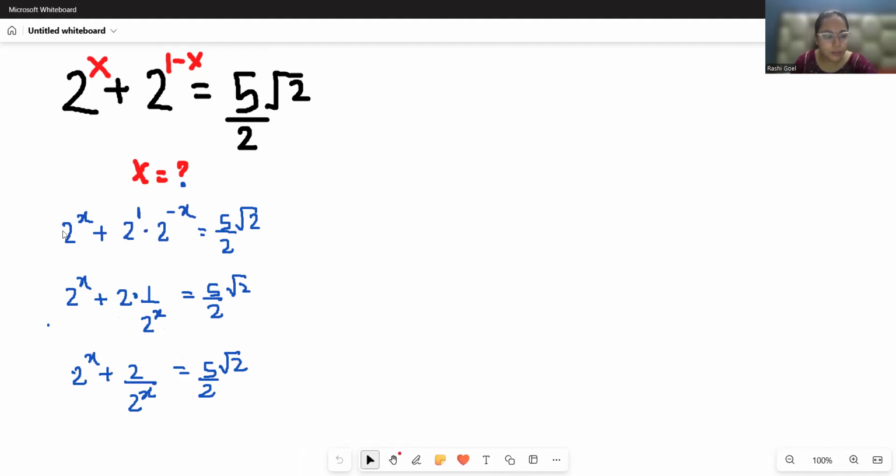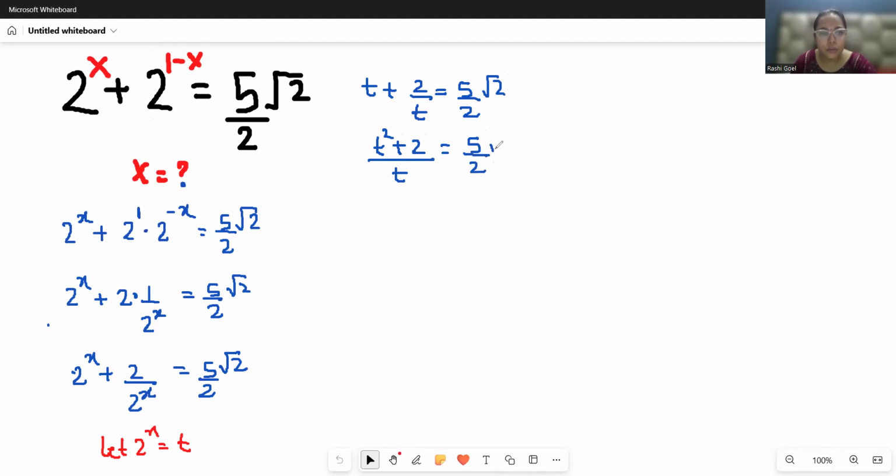Now I am taking a substitution. Let 2^x = t. So this equation becomes t + 2 over t = 5 by 2√2. So this becomes t² + 2 = 5 by 2√2 t.